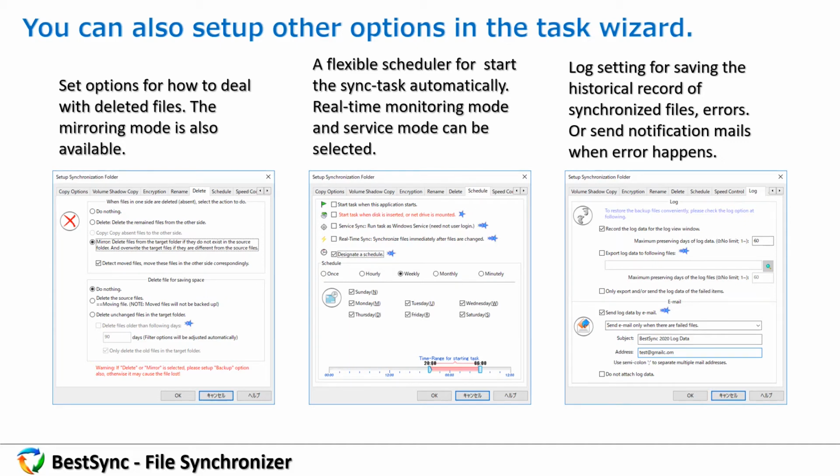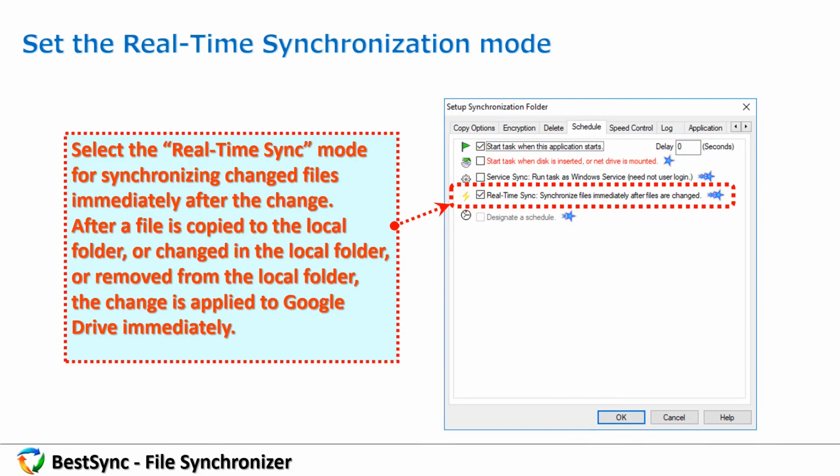an error happens. For synchronizing a local folder with a folder in Google Drive in real time, please select the Real-Time Synchronization mode in the Schedule tab. In real-time mode, if a file is copied to the local folder, changed in the local folder, or removed from the local folder, the change is applied to Google Drive immediately.